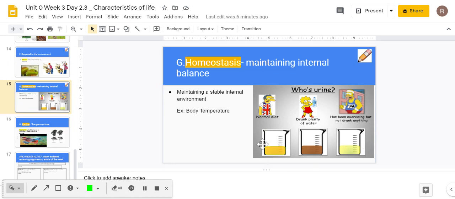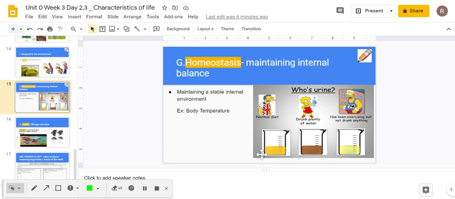Now, if your urine is completely yellow, kind of an orange hue, that means you need to be drinking water. You need to get your body back to homeostasis.